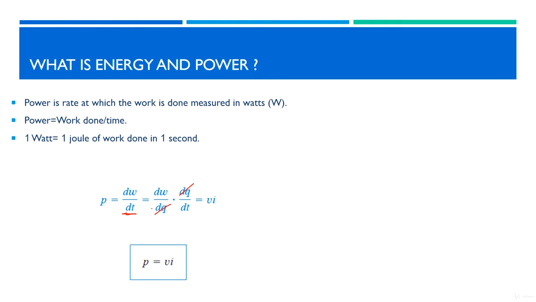But dW over dq, the variation of the work with respect to the charge, is equal to our volt, as you remember. And dq over dt is equal to our current. So we obtained that the power in an electric circuit is simply equal to the voltage multiplied by the current. Okay, so as an example for this, if we have two different circuits, this circuit having an element and this one having another element.